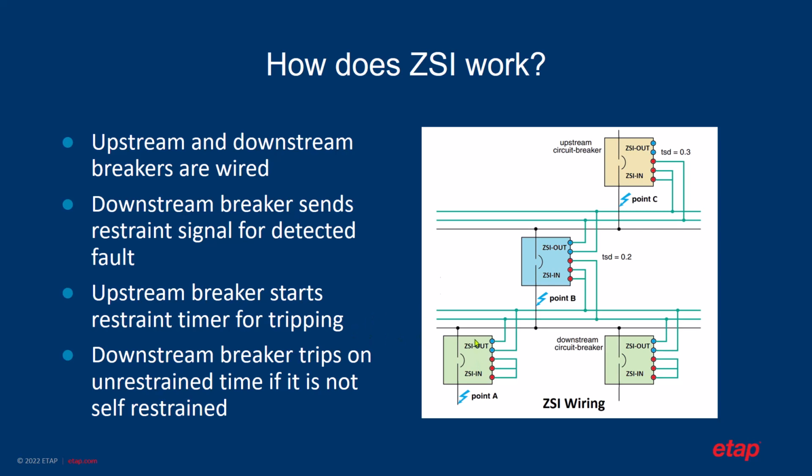At the same time, the downstream breaker trips on unrestrained time if it's not self-restrained. This means if this breaker does not have a self-restraint wiring, where the output is connected to its input, it will just use the unrestrained time, which is the faster tripping time.